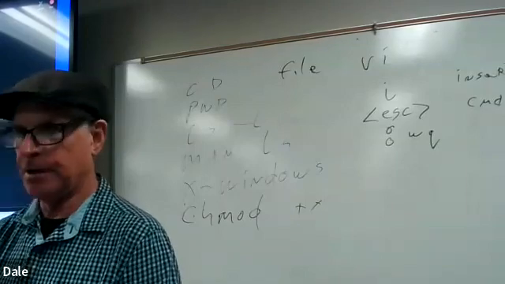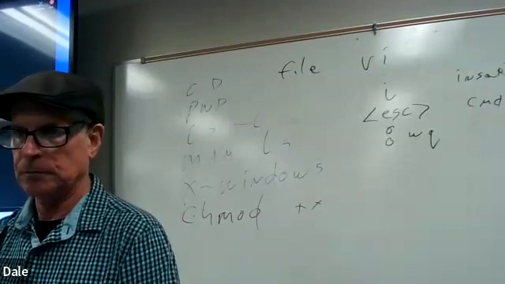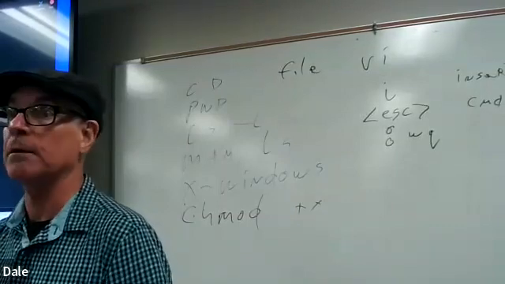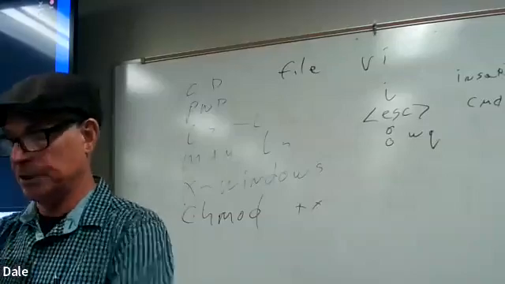Okay. So I want to turn on line numbers. So I'll say set nu for numbers. There's my line numbers. That is not part of my file. Those are just added to my file. Okay. So it just puts it on there.